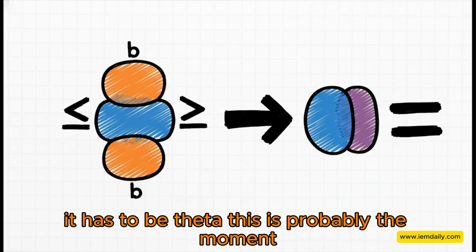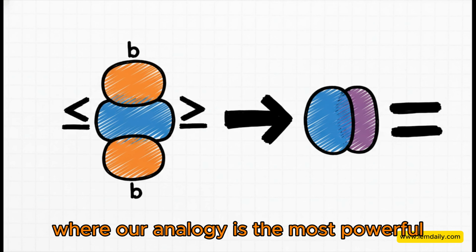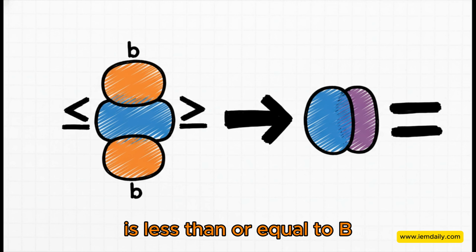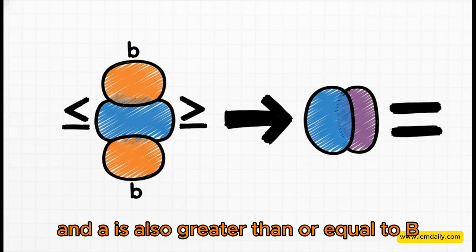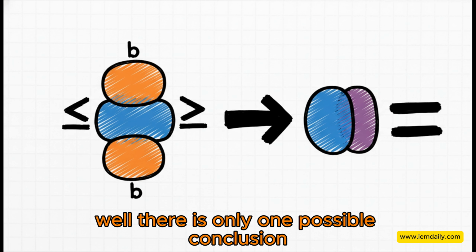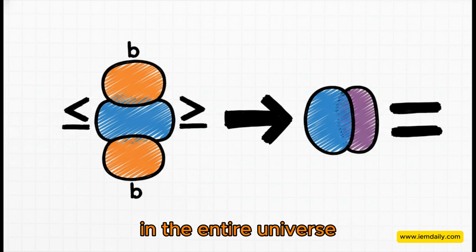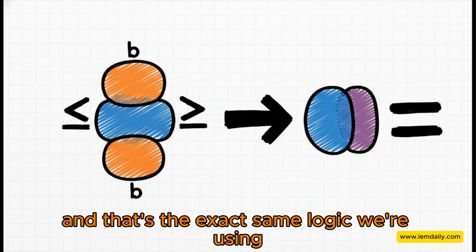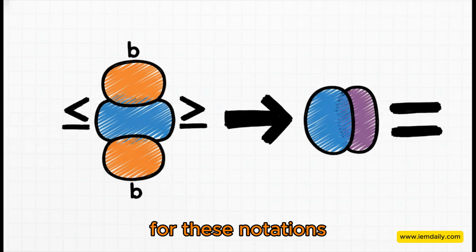This is probably the moment where our analogy is the most powerful. Think about it. If I tell you that a number a is less than or equal to b, and a is also greater than or equal to b, well, there is only one possible conclusion in the entire universe. A and B have to be the exact same number. And that's the exact same logic we're using for these notations.